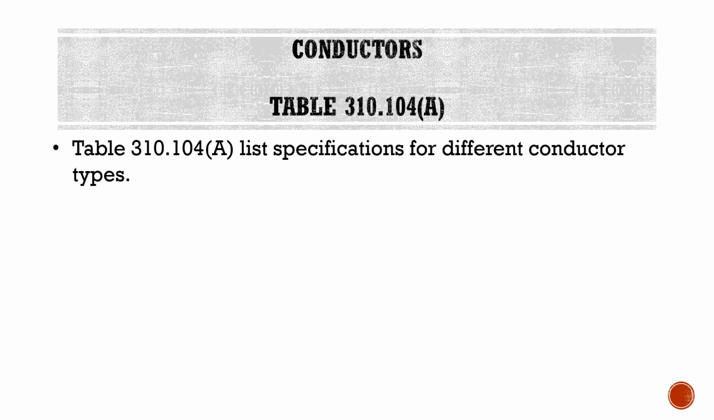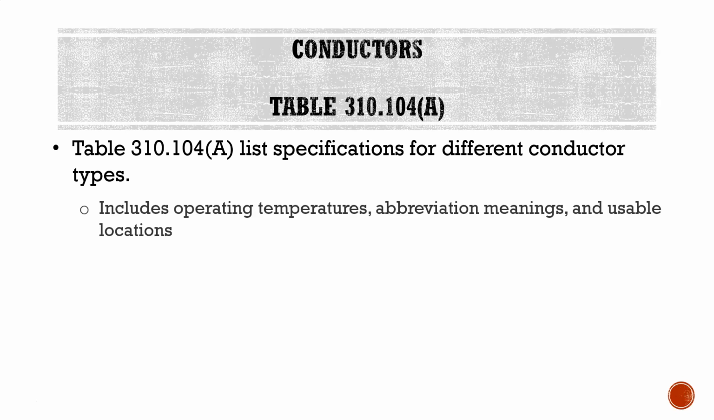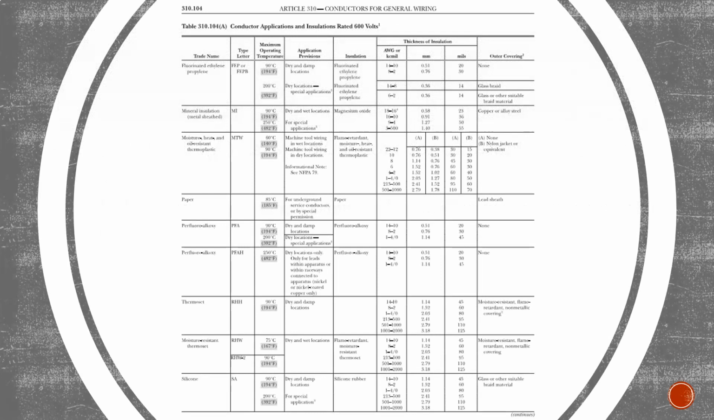So backing up a little bit from our adjustments and our ampacity ratings, we're going to be taking a look at just conductors in general now, specifically with Table 310.104(A). Table 310.104(A) lists specifications for different conductor types, includes operating temperatures, abbreviation meanings, and usable locations. In other words, Table 310.104(A) will tell you pretty much all the information you need to know about a given conductor type.